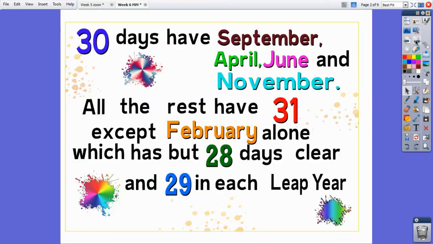Let's begin. We're going to start off with our months of the year song. Everyone join in with me. 30 days have September, April, June and November. All the rest have 31 except February alone, which has but 28 days clear and 29 in each leap year. Well done, Year 2. While you are having a look at this, please think about how many days are in the month of March and how many days are in the month of April.